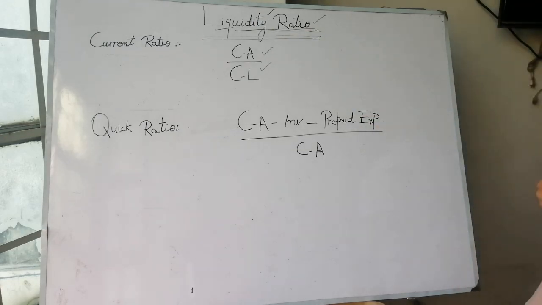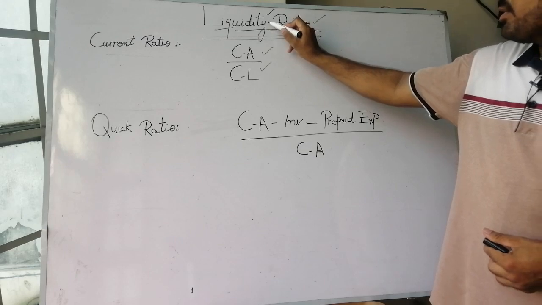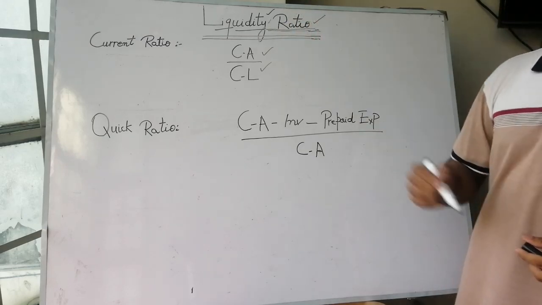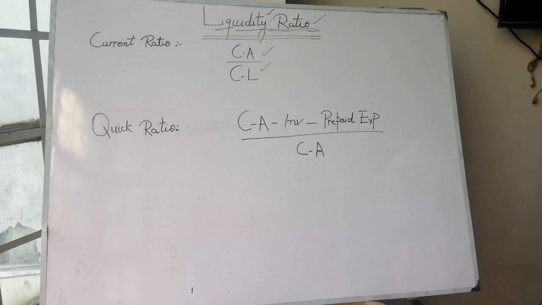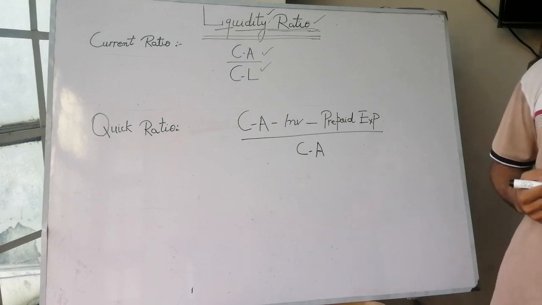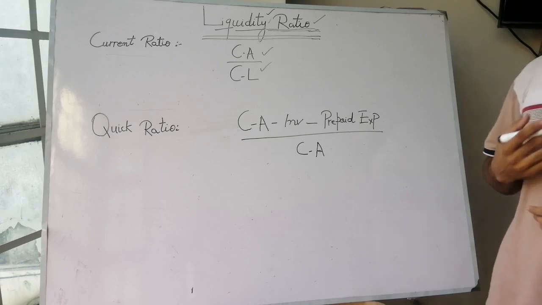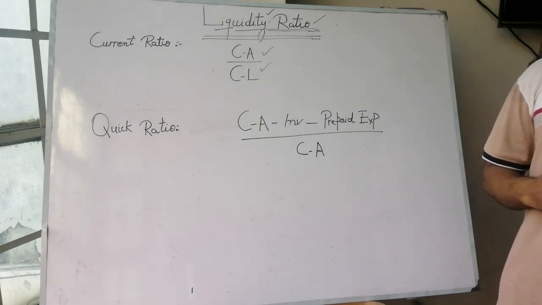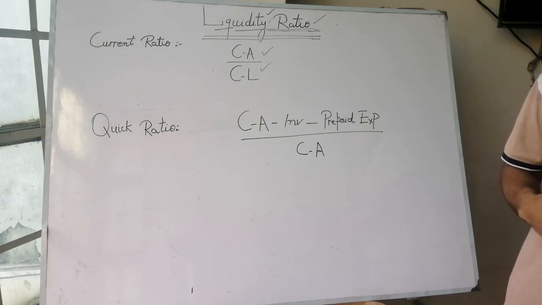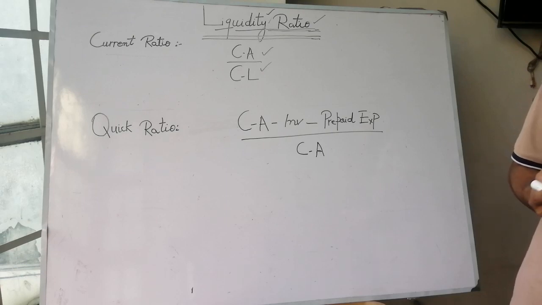First of all, let's try to understand what liquidity is. Liquidity means the ability to pay back your short-term debts. What is short-term debt? A debt, a loan, which will mature in a period of less than 1 year. Suppose you acquire a loan from a bank for rupees 200,000 and you will pay back this 200,000 in a period of 6 months or 7 months or 8 months, less than a period of 1 year. So this is called short-term debt.